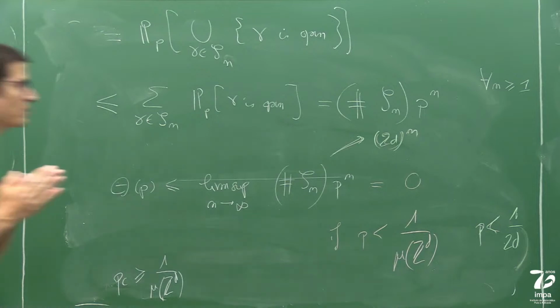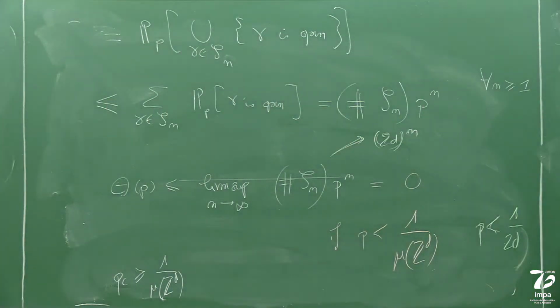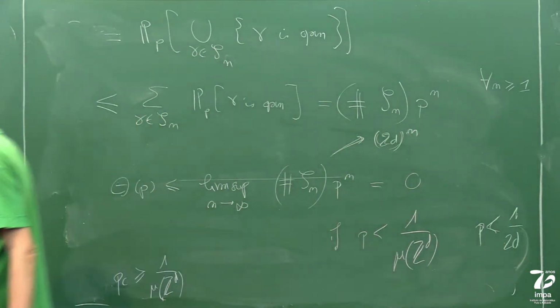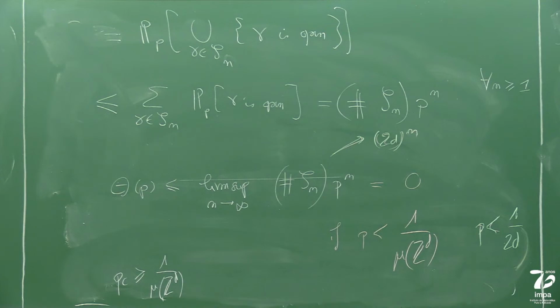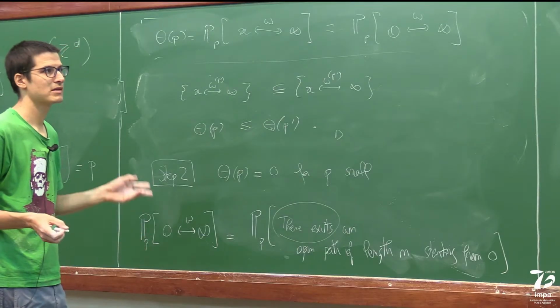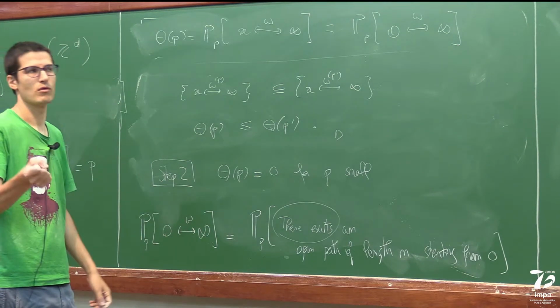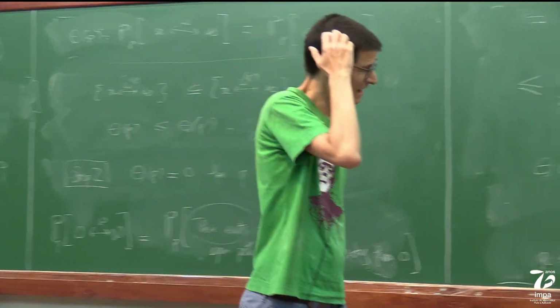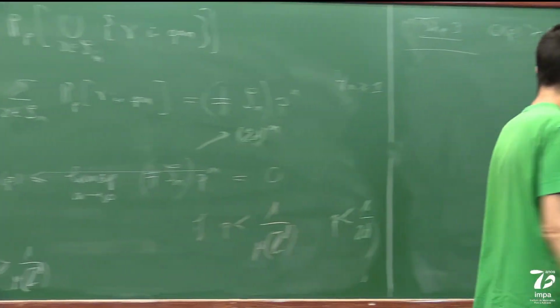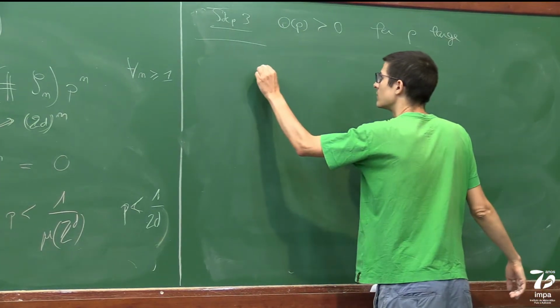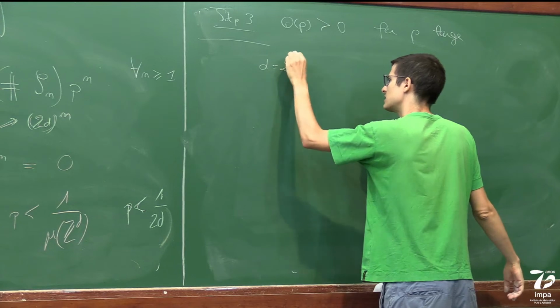so let's go to step 3. We want to show that theta(p) is positive for p large. And what's easier to do is to prove upper bounds actually. So what we are going to do is to prove that 1 minus theta(p) is small when 1 minus p is small. And here, actually, we are going to restrict ourselves to the case d equal to 2.